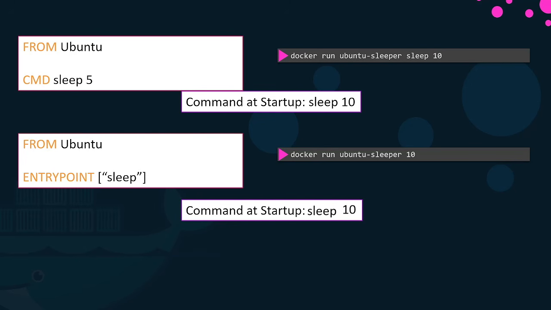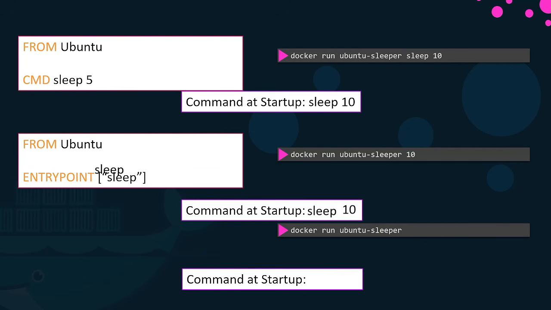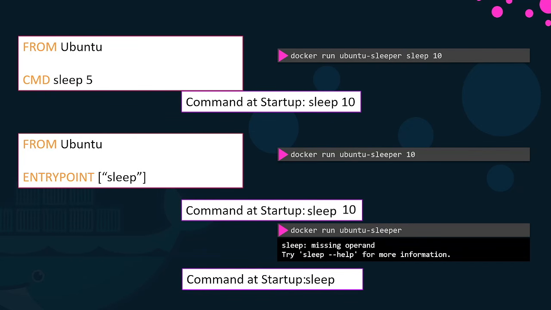So that's the difference between the two. In case of the CMD instruction, the command line parameters passed will get replaced entirely, whereas in case of ENTRYPOINT, the command line parameters will get appended. Now, in the second case, what if I run the ubuntu-sleeper image command without appending the number of seconds? Then the command at startup will be just sleep, and you get the error that the operand is missing.